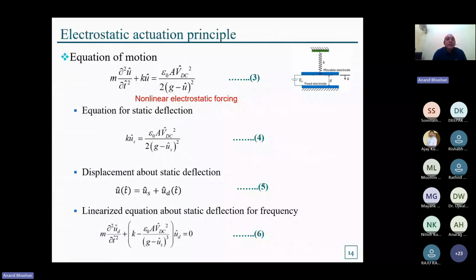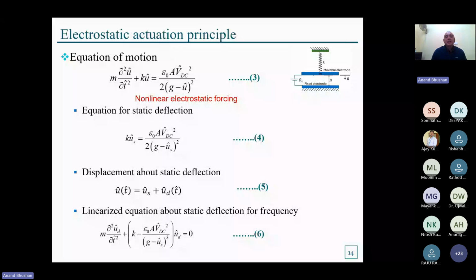In equation 4, we can get it from equation 3 by just neglecting the time varying term, that is the del square U by del T square. Okay. So next, this equation 4 is just a non-linear algebraic equation. By solving this, we can get the function of US, that is the static deflection of the mobile electrode, as a function of VDC.